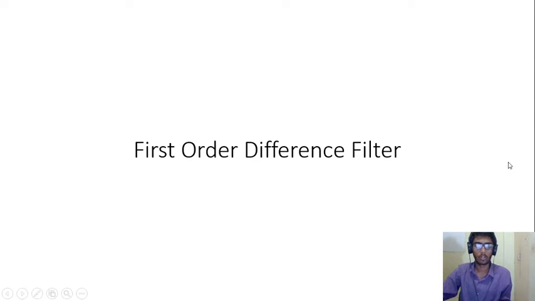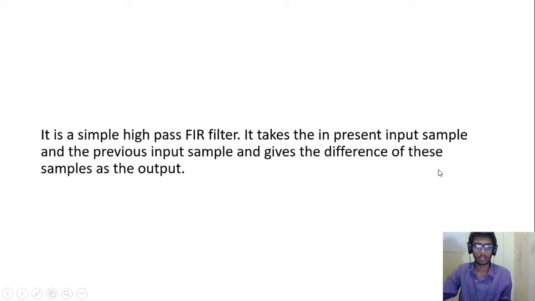The next one we'll be talking about is the first order difference filter. This one is a simple high pass filter. It takes in the present input sample and the previous input sample and gives the difference of these samples as the output. Let us show you what this means.